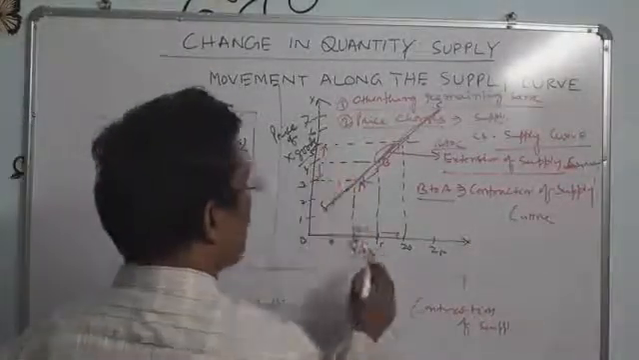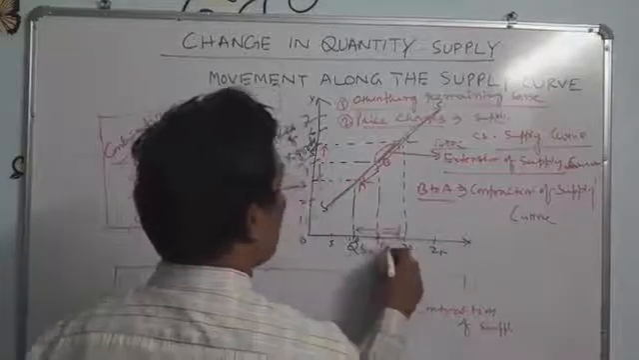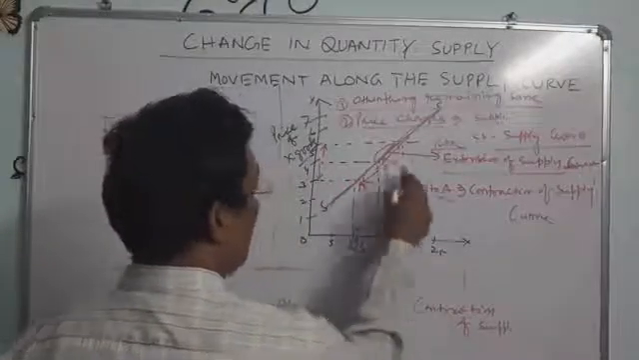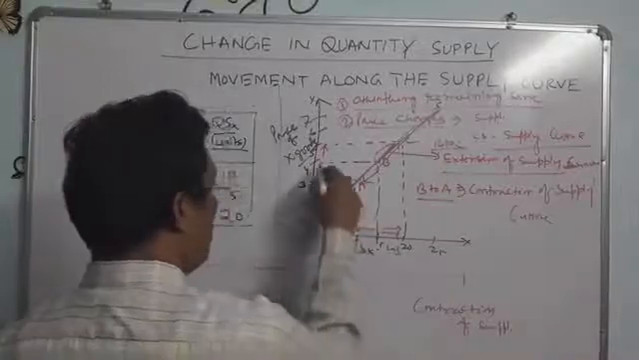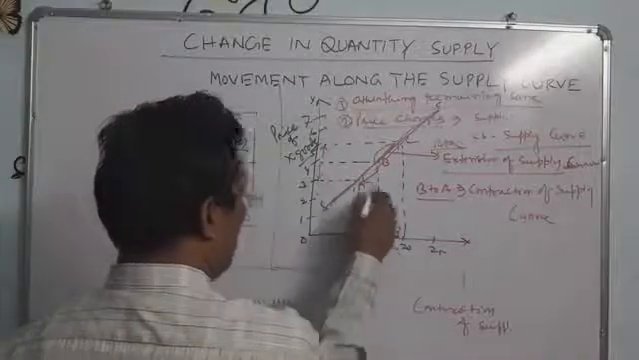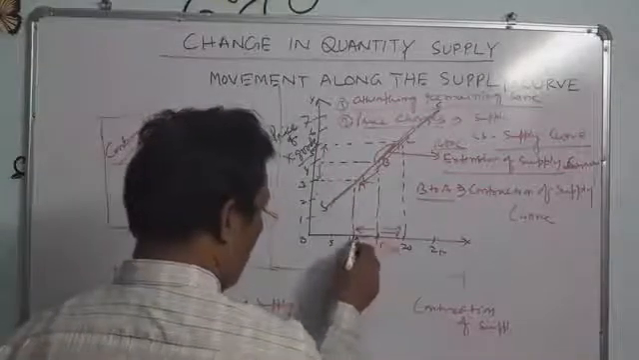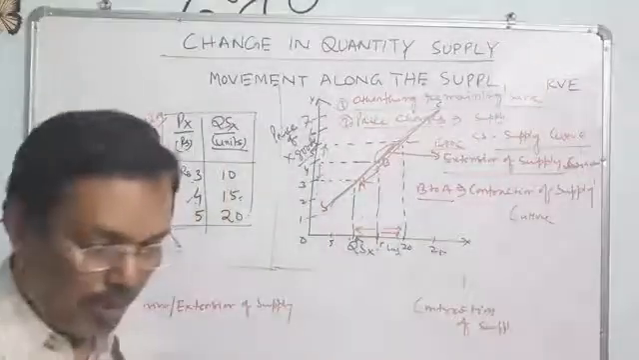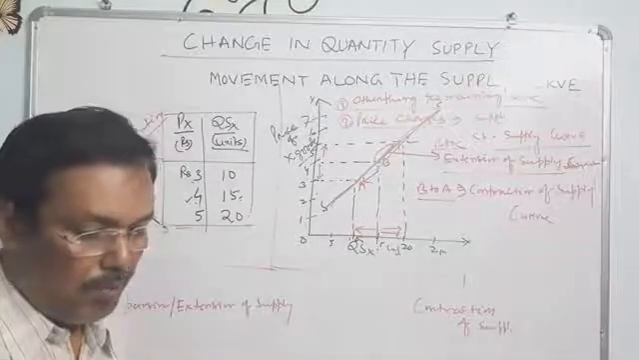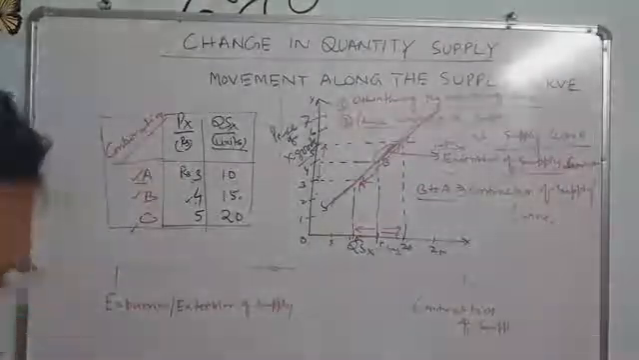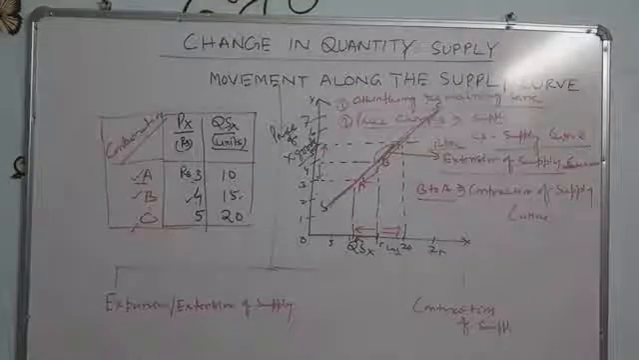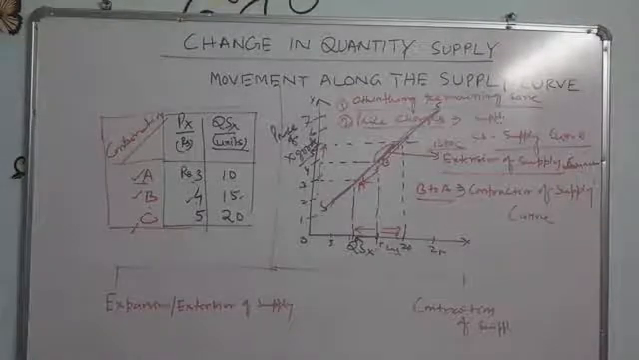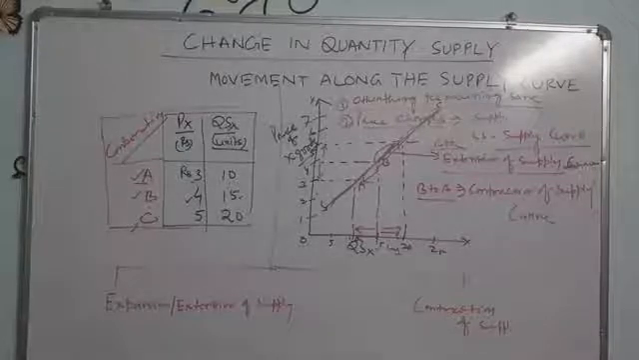Price from 4 rupees to 5 rupees, quantity increases from 15 to 20 units. That is the extension of supply. Price reduces from 4 rupees to 3 rupees, quantity decreases from 15 to 10 units, that is called the contraction of supply. So movement along the supply curve can be divided into two parts: expansion of supply and contraction of supply.